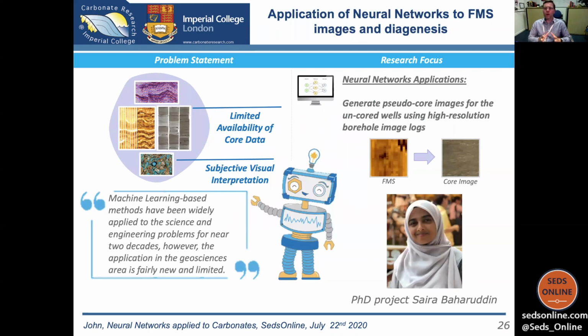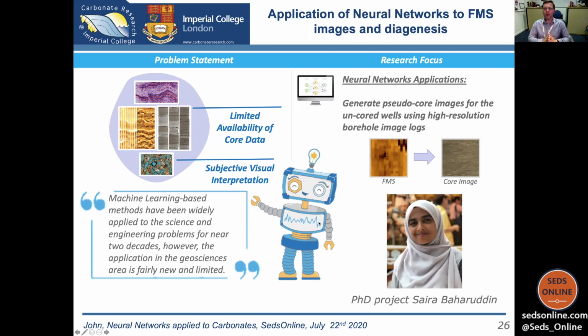But we don't only work on core images. I also want to briefly mention another project that is kind of a departure from what I've presented so far, but is in the same vein. It's the project from Sarah Baharuddin, and she put together that very nice slide for me to present. You see the very friendly robot here.